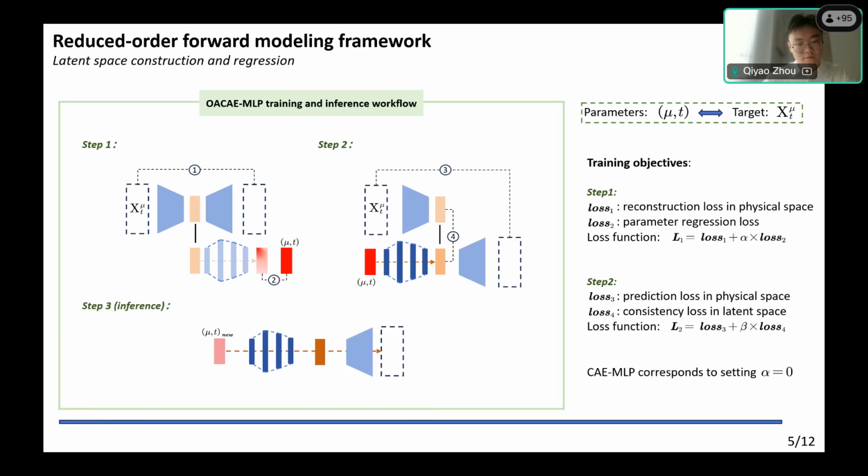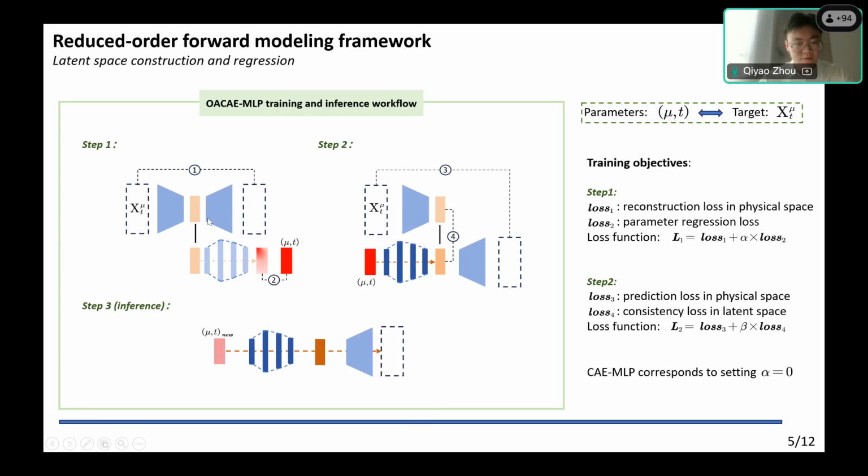Now I move to the reduced order modeling framework, OACAE MLP. The main idea here is to construct a latent space and then perform efficient prediction in that latent space. It is worth mentioning that we embed the time index into the parameter vector. So during the training and inference, we use here the data pairs of mu, t and x of mu, t.